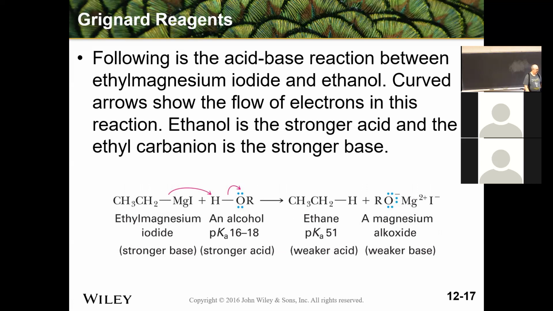Ethyl magnesium iodide is like an ethyl anion. It will immediately grab this proton. We get ethane, and that's it. Alcohols typically have pKas about 16 to 18. Remember, water's 15.7. So most alcohols are a little bit weaker than water as acids, but we still have to avoid them when using Grignard reagents.